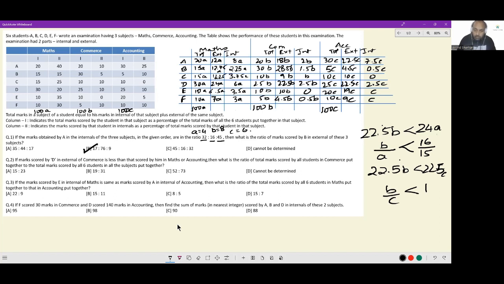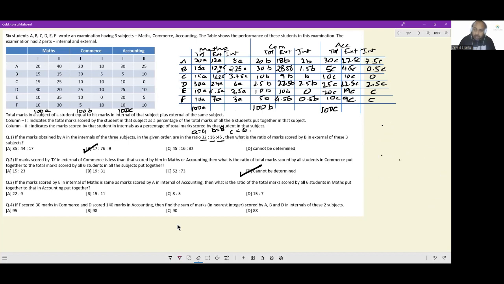Then what is the ratio of total marks scored by all the students in commerce put together to the total marks scored by all the 6 students in all the subjects put together? The only relationships that we can infer from the given information is that B by A is less than 16 by 15 and B by C is less than 1. We have no precise information given as to what the totals would be. And therefore, the answer to this question has to be option D. Cannot be determined. We cannot really get to a precise number for any of the subjects.